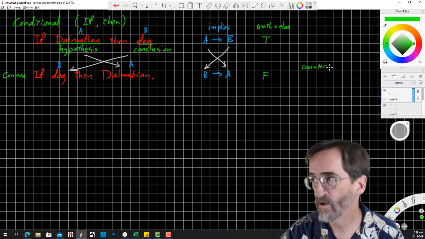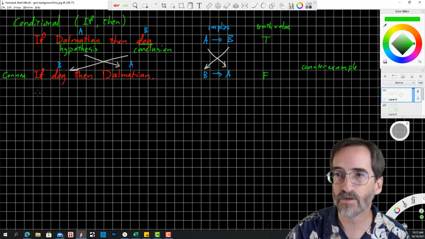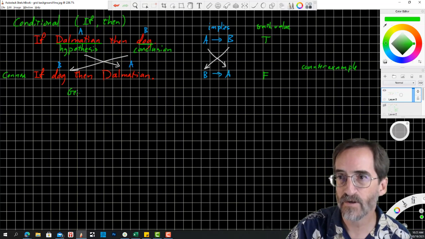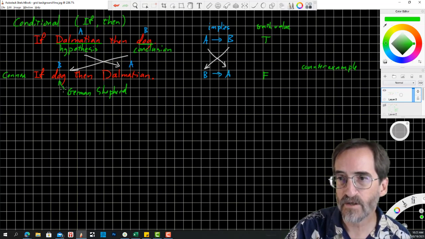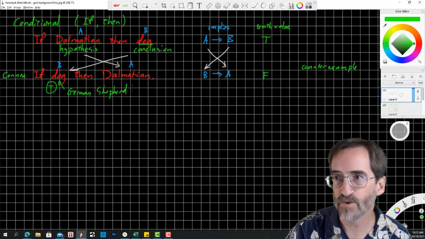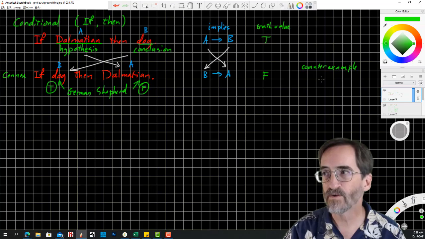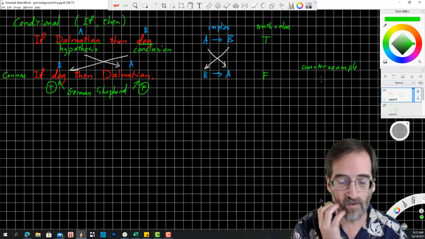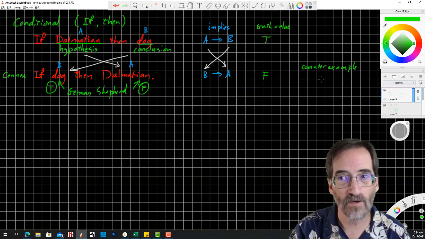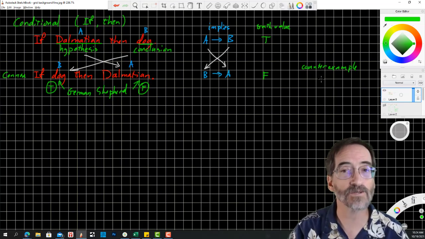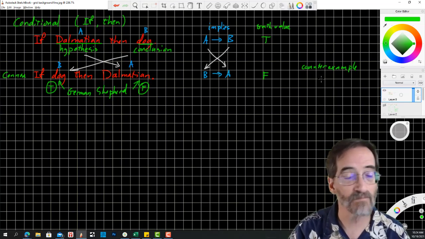Counterexample. Let me give you an example of a counterexample. A counterexample would be a German Shepherd. A German Shepherd is a dog, so it makes that part true, but it is not a Dalmatian. Those are the hallmarks of a good counterexample. It makes the hypothesis true, but it makes the conclusion false. So a German Shepherd is a good counterexample. It proves my statement to be false.